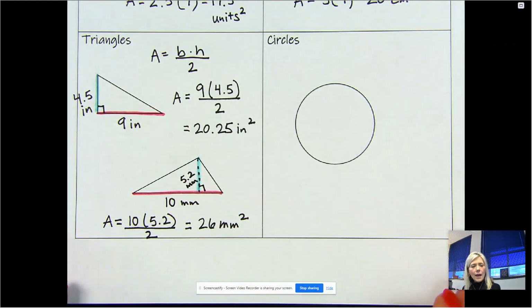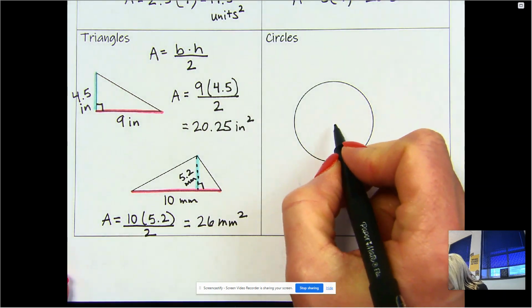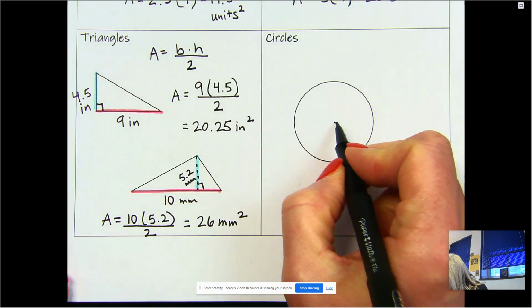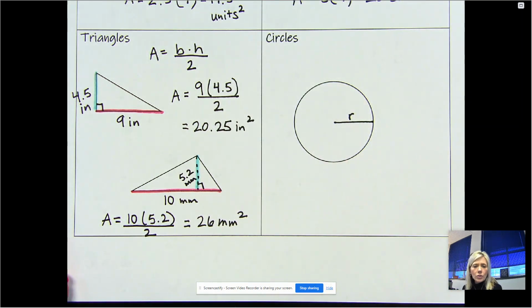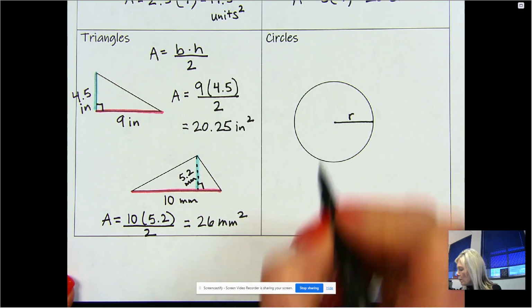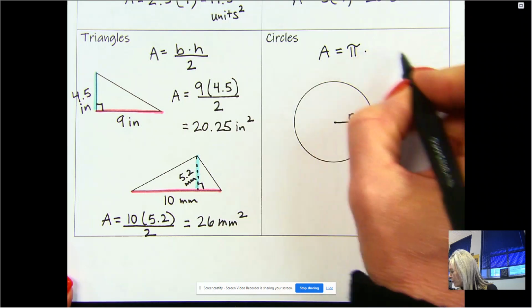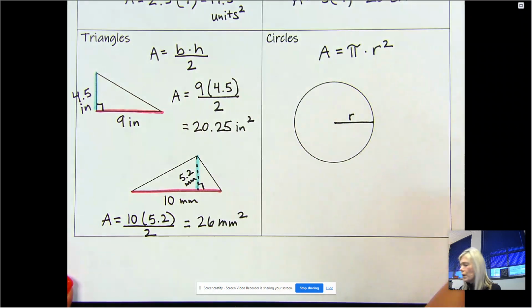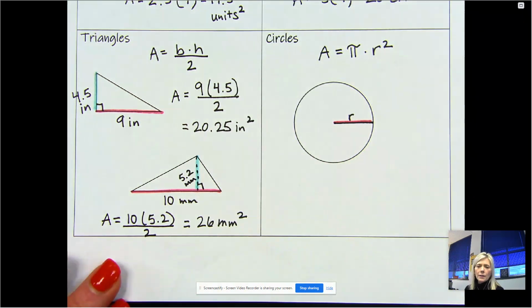All right, and then the last shape on here to find its area is a circle. In order to find the area of a circle, you just need to know its radius. The radius is the distance from the center to the edge of the circle. You know that. And so the formula for the area of a circle is pi times the radius squared. So all we need to know on a circle is just the radius in order to determine its area.